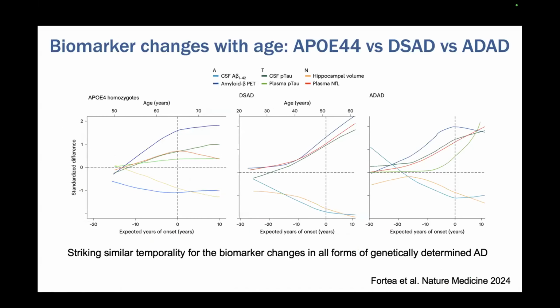And if we do the modeling to assess the chronopathology, or again, how the disease unfolds in ApoE4 homozygotes, and we color code that, you can see the trajectory of the biomarker changes, the temporality of when these biomarkers change with respect to the predicted age of symptom onset, and this again was something new, is very, very similar between ApoE4 homozygotes, DSAD, and autosomal dominant AD. So strikingly similar temporalities for the biomarker changes in all forms of genetically determined Alzheimer's disease.